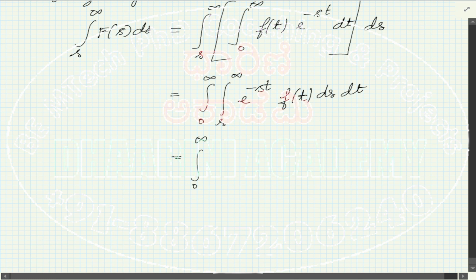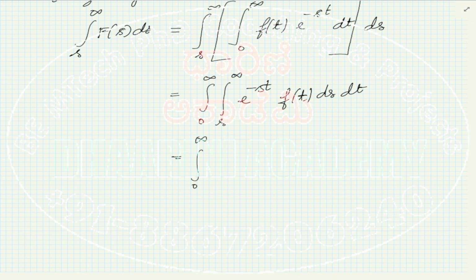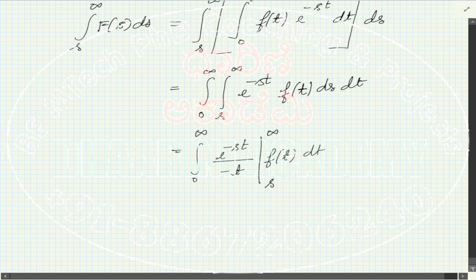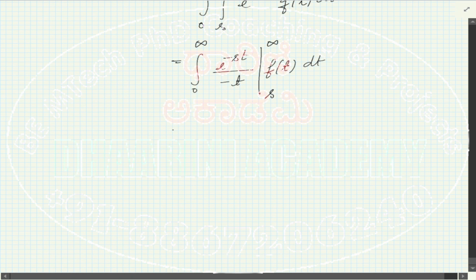Then you can simply integrate with respect to s. This is e to the minus st divided by minus t into f of t dt. And I need to make a substitution from s to infinity. So when we perform the substitution of the limits, I'm going to get integral 0 to infinity, right?